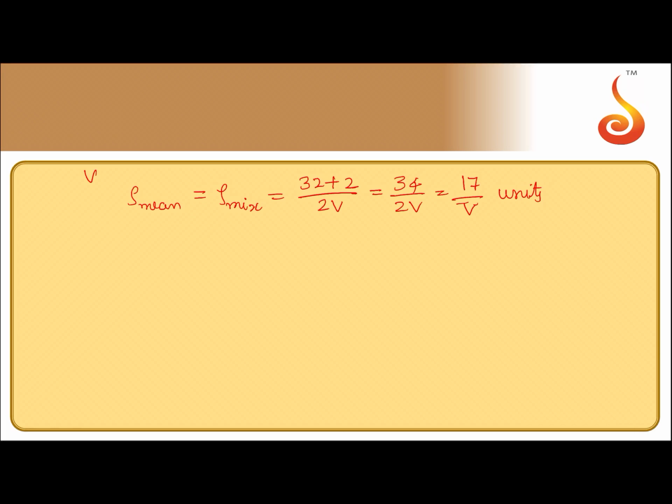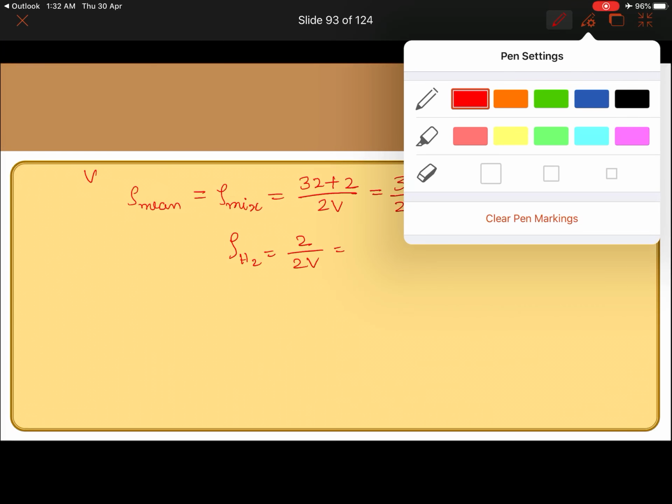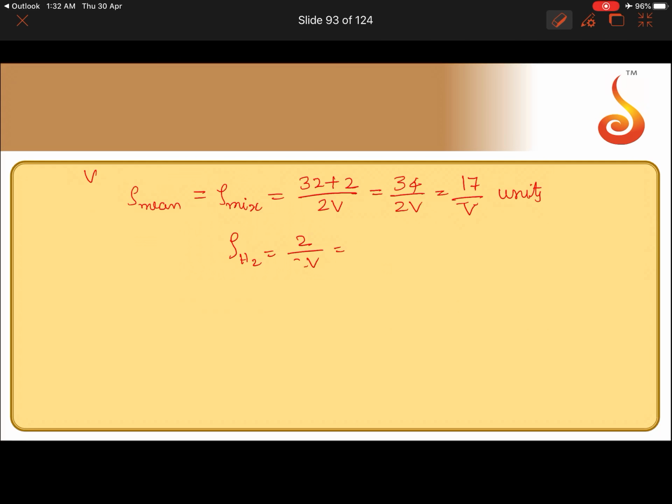So this is the density of the mixture. Now if I take the density of hydrogen alone, it should be 2 by 2V if you take it in the same container. So 2 by V, not 2V, only one volume you are taking. So it is 2 by V units.